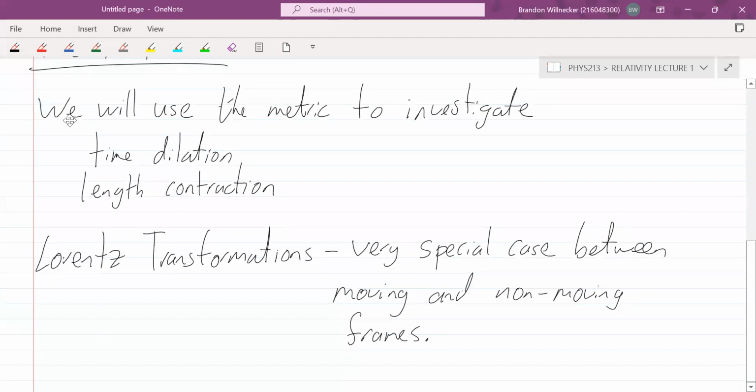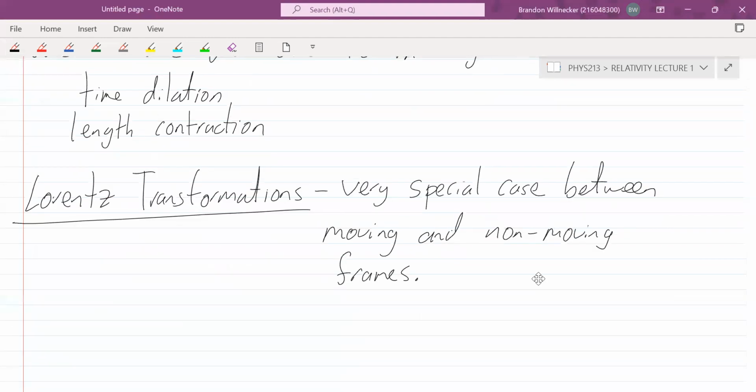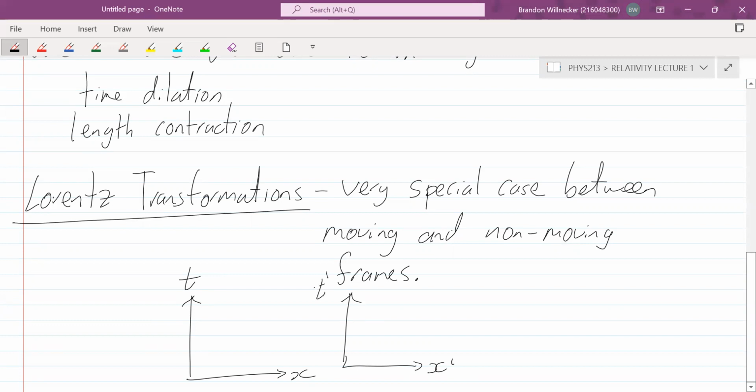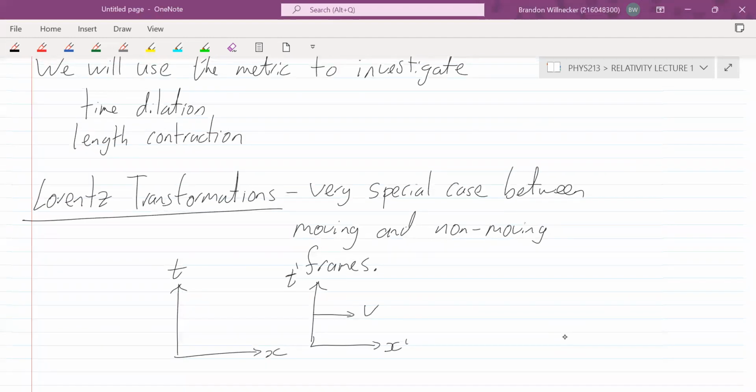In general, we would be looking at general coordinate transformations. For example, I use Cartesian, you use polar. We're talking about the same thing, so there should be some transformation from Cartesian to polar. These Lorentz transformations are a special case of that, where I use Cartesian in my frame, so my x and t. You're also using Cartesian, but you are moving relative to me, so you have x prime and t prime, maybe your time's different as well. You're moving with respect to me at velocity v. We will look at this special case of coordinate transformations.